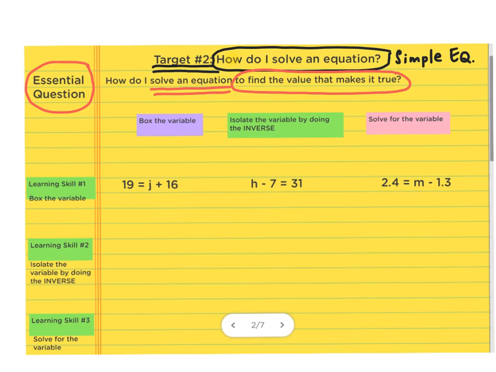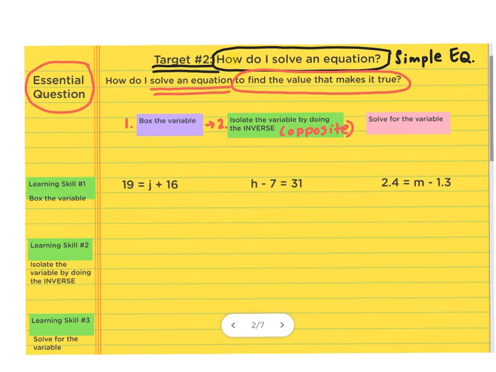And so there are 3 steps. The first thing we always do is we are going to box the variable. That's the first step. The second step, when we are done boxing the variable, which means getting Miss Olton, putting her in a box, is we isolate Miss Olton, or the variable, by doing the inverse, or what we call the opposite.